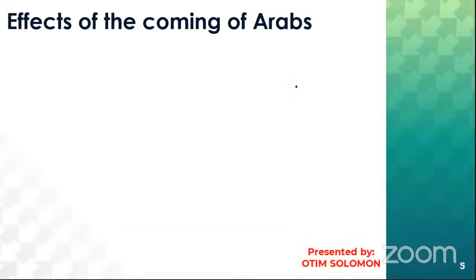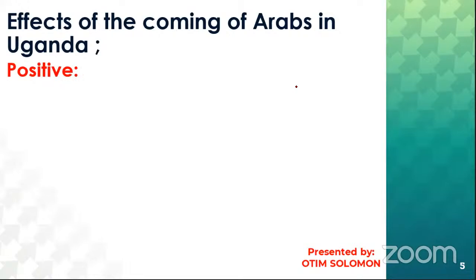What were the effects of the coming of these particular Arabs in Uganda? The effects are the results. And so they are divided into two. The result can be good or bad. And so we use the word positive and negative. Okay? Positive, we mean good ones, the good result, the good effect. Okay? Abigail has added.